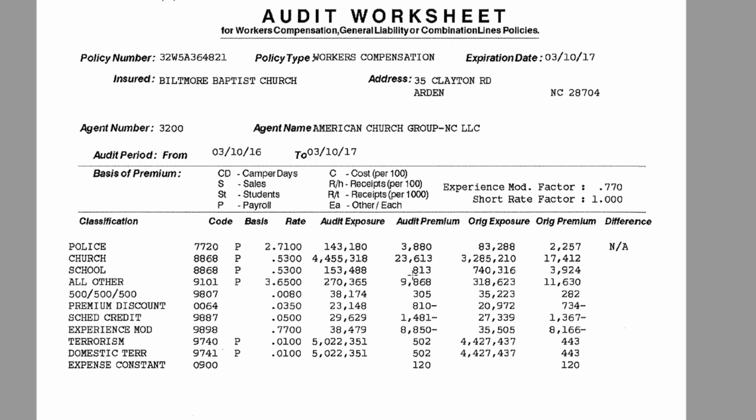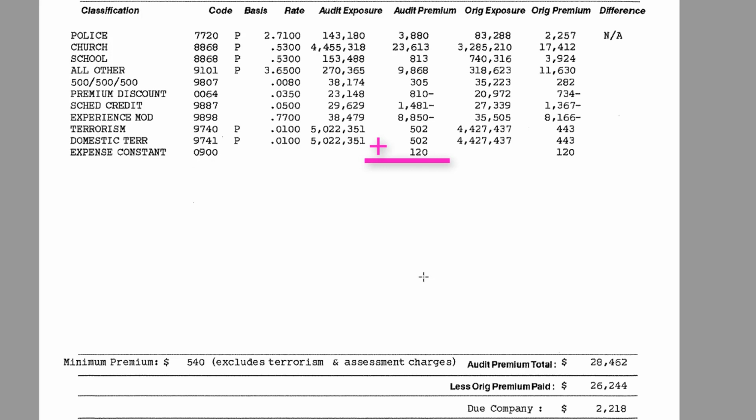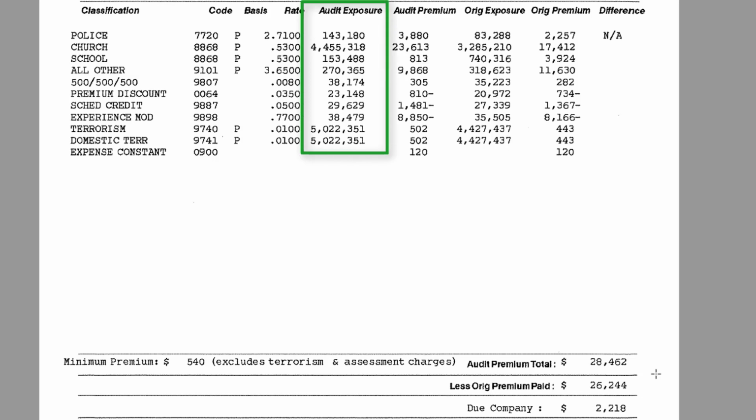And when they add up these columns, you see down at the bottom, the audit premium total is $28,462. That's for this final audit. They paid during the year $26,244, and so they owe $2,218 for the increase in the payroll. Their payroll increased, and so their premium has to increase. Now keep in mind this is for the year before because it's the audit.